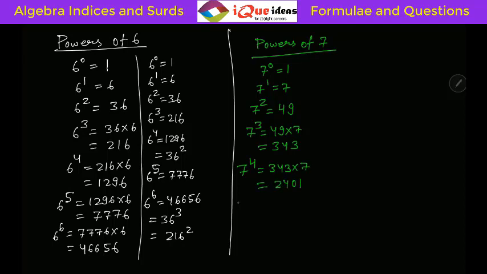2401. Just for practice, one more: 7 raised to 5 is equal to 2401 into 7. So it is equal to 16807, right?